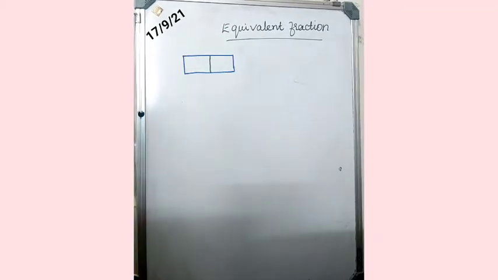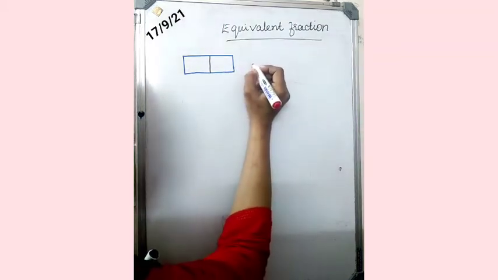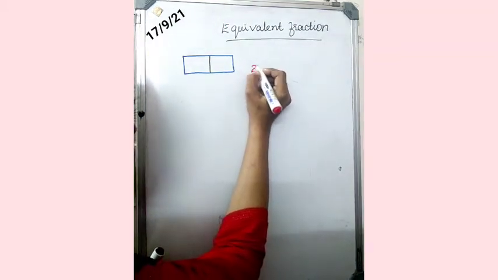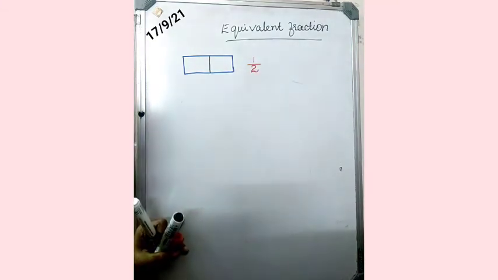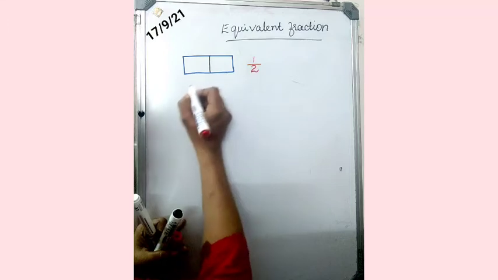Now, what will be the fraction of each part? You have studied how many parts total? How many parts? Two parts. The fraction of each part is 1 by 2. There's no doubt about it.